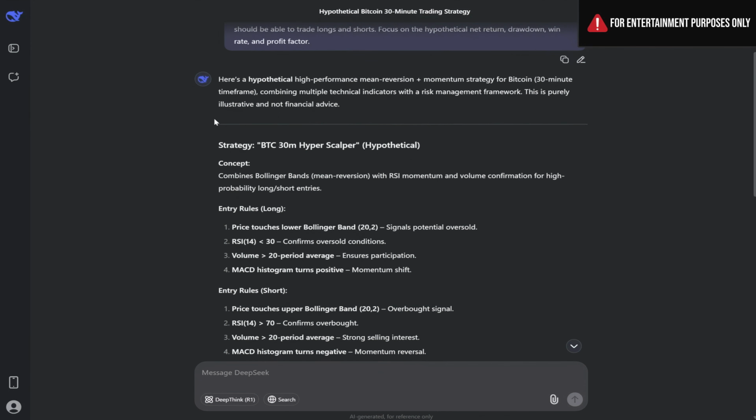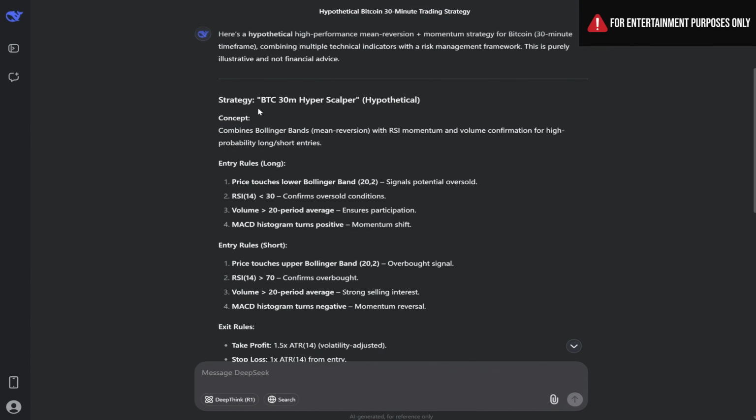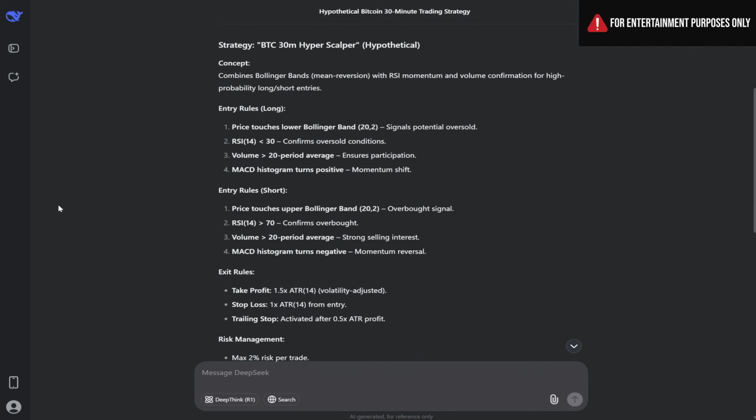And we can see Deepseek is saying here's a hypothetical high performance mean reversion momentum strategy for the Bitcoin 30-minute time frame. So the strategy titled by Deepseek is BTC 30-minute hyper scalper. Now the concept of this strategy is it combines Bollinger Bands with RSI momentum and volume confirmation for long and short entries. The long entry rule is price touches the lower Bollinger Band, 14-period RSI is less than 30, and volume is greater than the 20-period moving average. Additionally, the MACD histogram must turn positive.